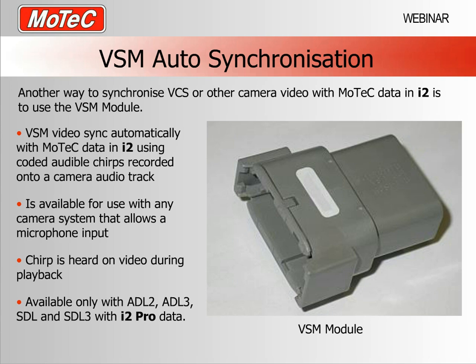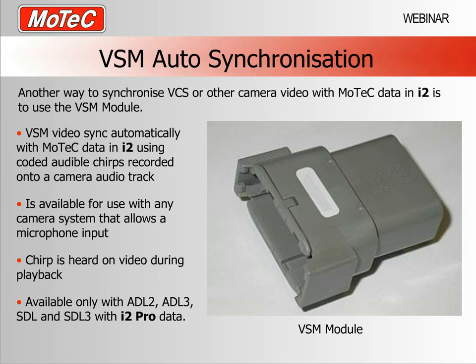Okay, I'll go through the second method now. It's a little bit harder to use than the first method, but it still works reasonably well. And that is a thing called a video sync module. The video sync module takes an auxiliary output out of a dash and creates an audible chirp. This audible chirp can then be put onto any video camera's audio track.